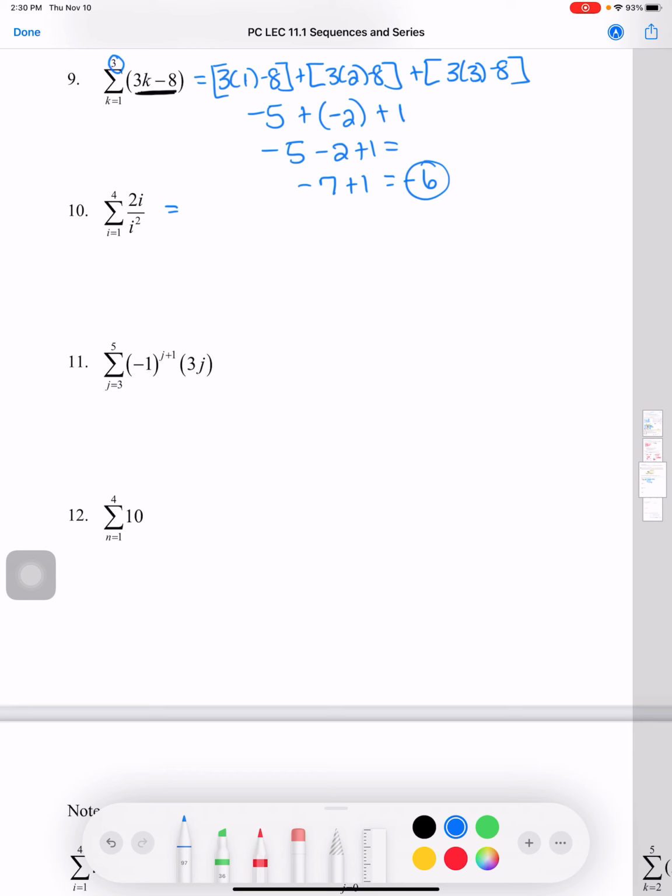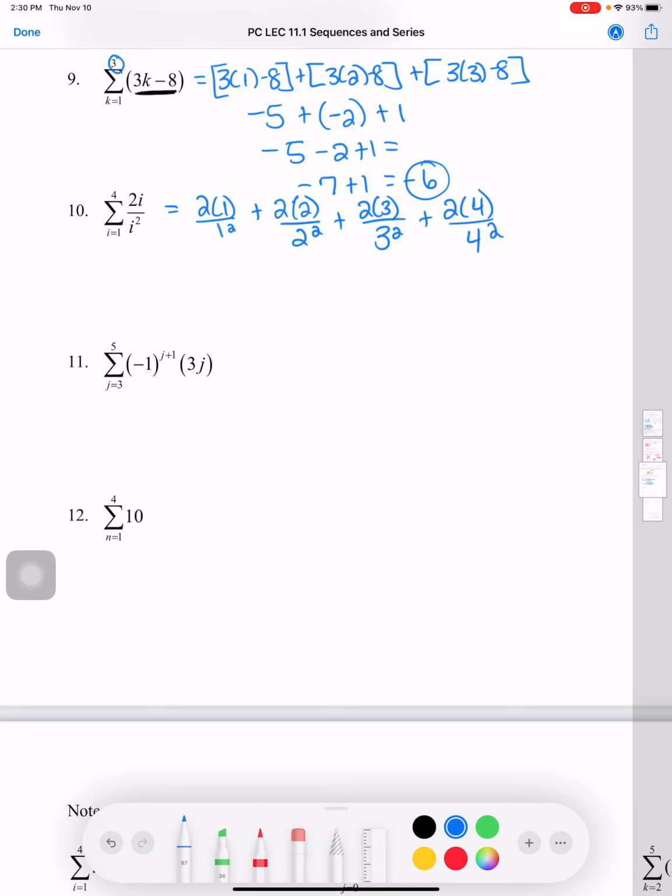So this would look like 2 times 1 divided by 1 squared, and then we would have plus 2 times 2 divided by 2 squared, plus 2 times 3 divided by 3 squared, plus 2 times 4 divided by 4 squared. We're stopping at 4, we've already done 3.